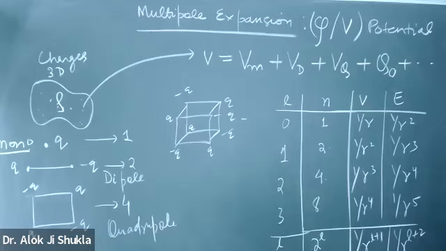Sorry, here L means the number of coupled charges, because they are increasing in terms of 2. The first one is 2 to the power 0, the second is 2 to the power 1, the third is 2 to the power 2, then 2 to the power 3.